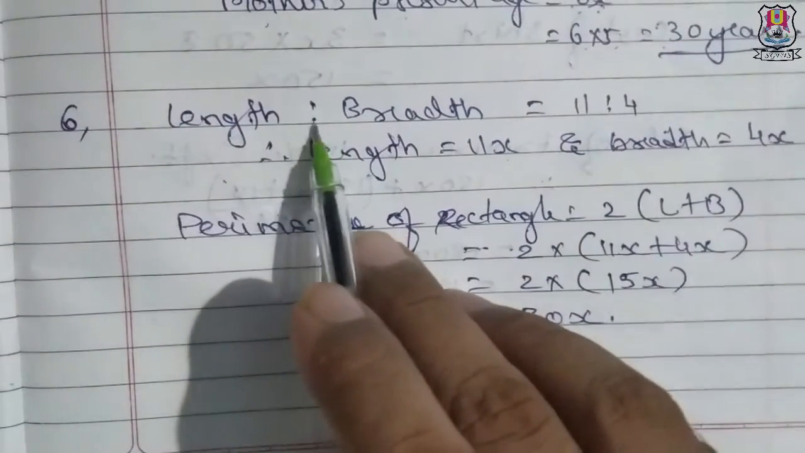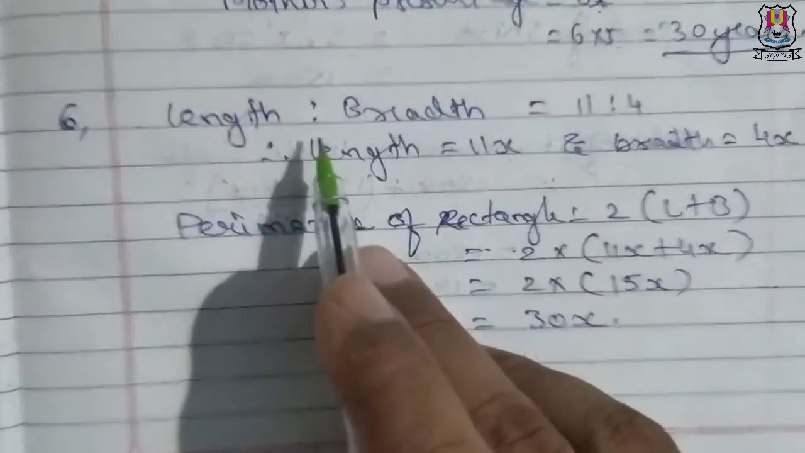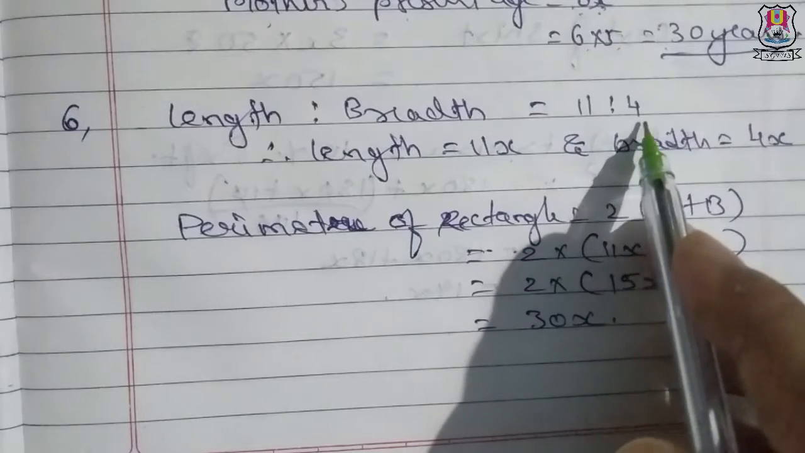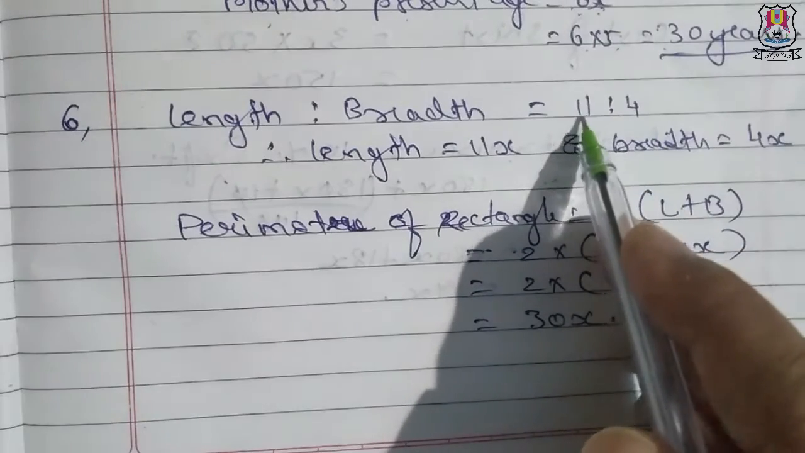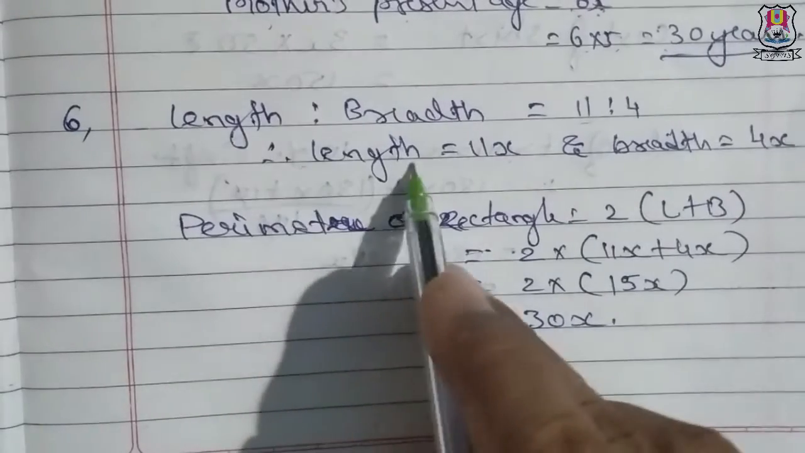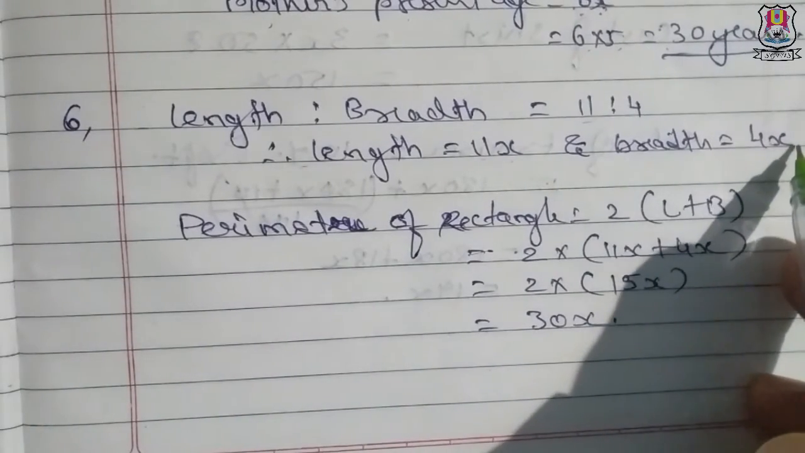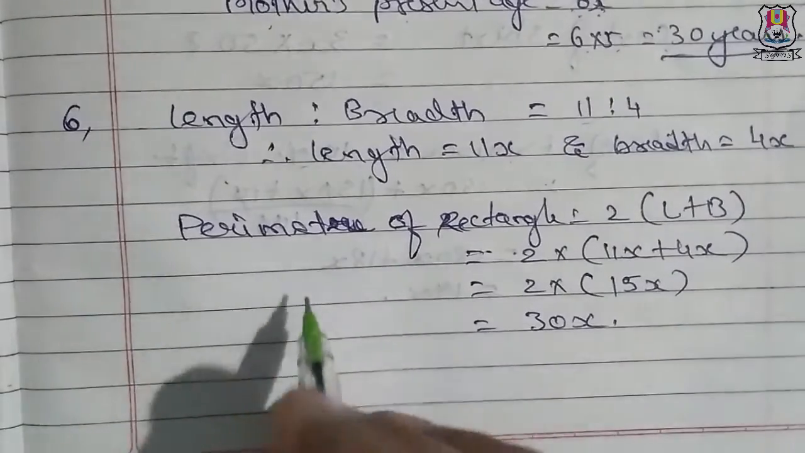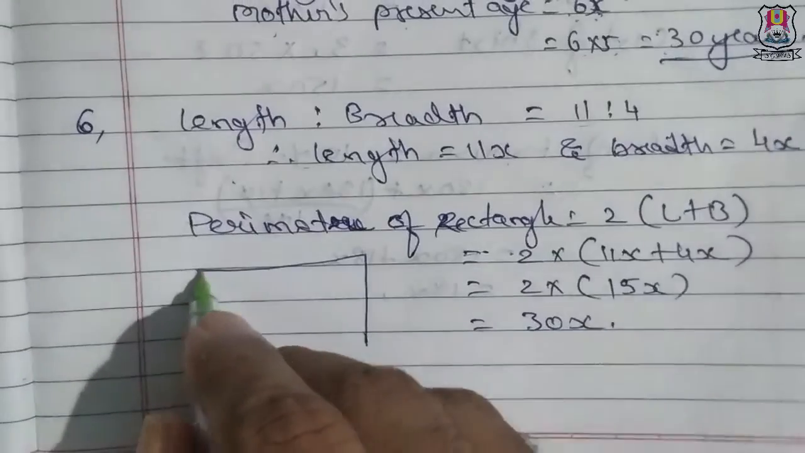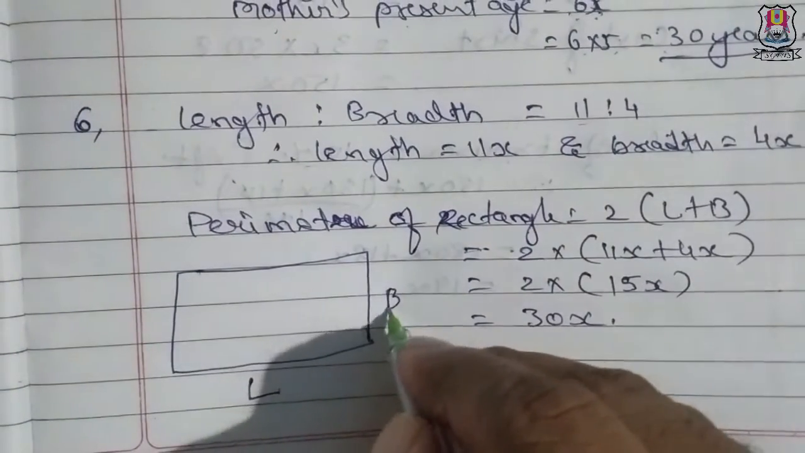So here length and breadth are given in a ratio. I have written it this way: length is to breadth, and the ratio given to us in the question is 11:4. So we will assume that the length is 11x and breadth is 4x. So therefore length is equal to 11x and breadth is equal to 4x. We are just assuming it. And there is a rectangular plot. So if I draw a rectangle over here, this is going to be the length and this is going to be the breadth.